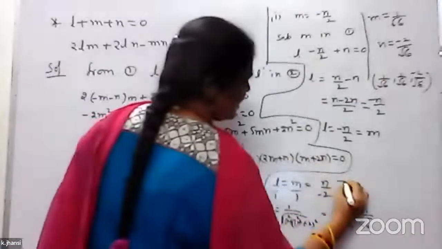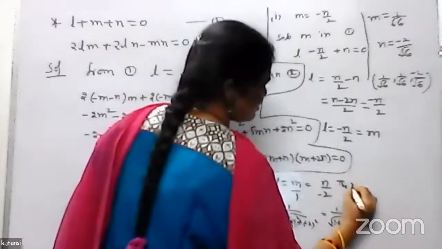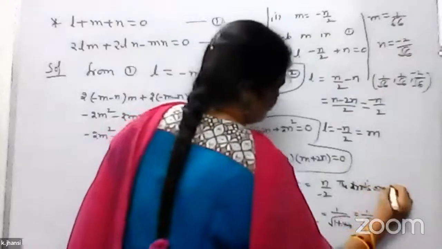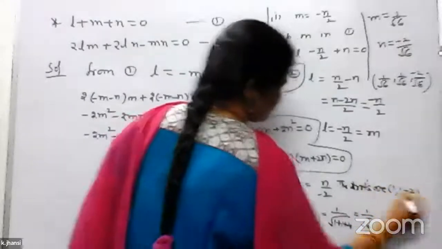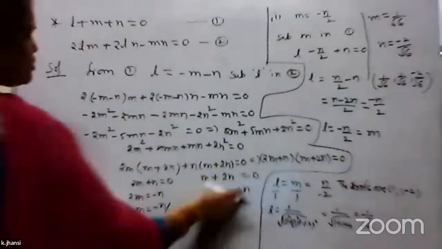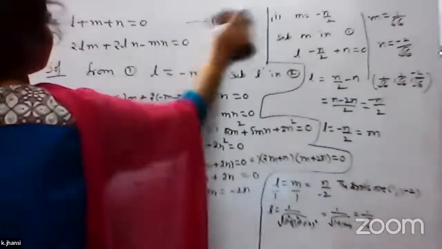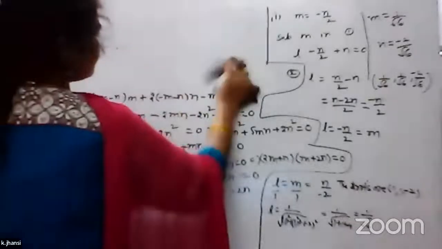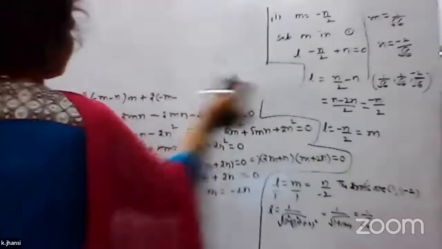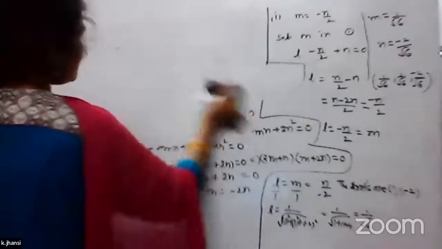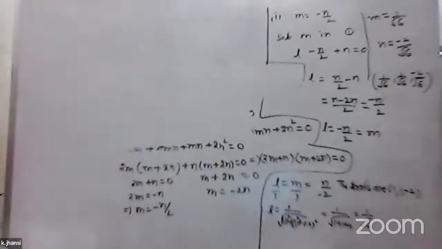Here you can write the direction ratios are 1, 1, minus 2. Okay. So when m equals minus 2n, the first equation is l plus m plus n equals 0.